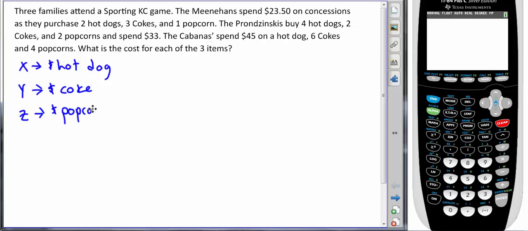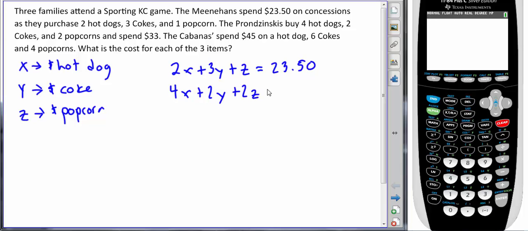Alright, so let's set up our 3 equations here. The first one I'm going to look at is the Meanahans family, and so they purchased 2 hot dogs, that's 2x, 3 Cokes, and 1 popcorn, and that was equal to $23.50. Now for the Pradzinskis, they purchased 4 hot dogs, 2 Cokes, and 2 popcorns, and their cost is $33. And then finally the Cabanas spend $45 by purchasing 1 hot dog, 6 Cokes, and 4 popcorns.